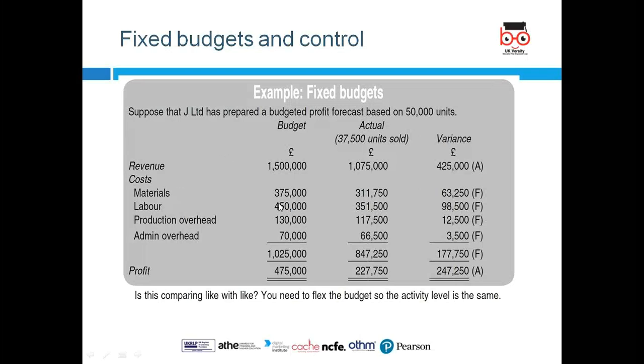For material variance, we budgeted 375,000 and actually spent 31,750. So we budgeted more, but the actual cost was less. We used less material, so my variance is in our favor. For labor, we budgeted 450,000, actually 351,500, so the variance is favorable. F stands for favorable, A stands for adverse.